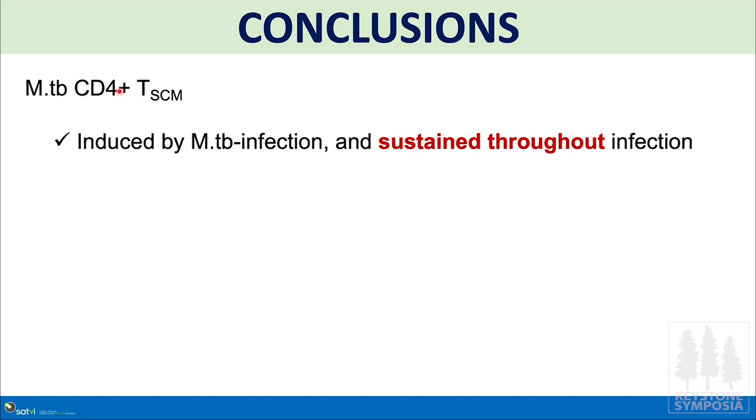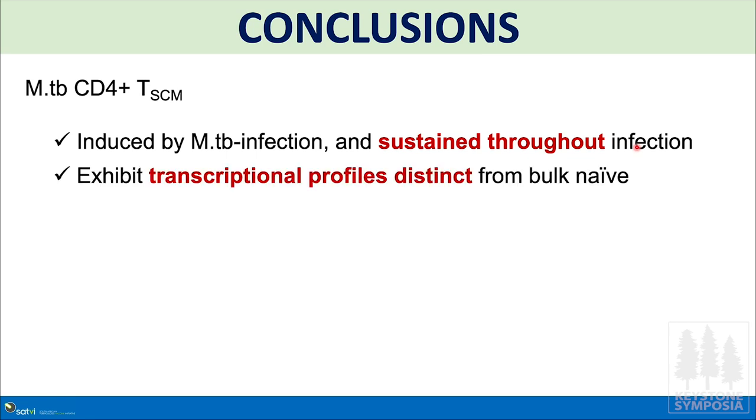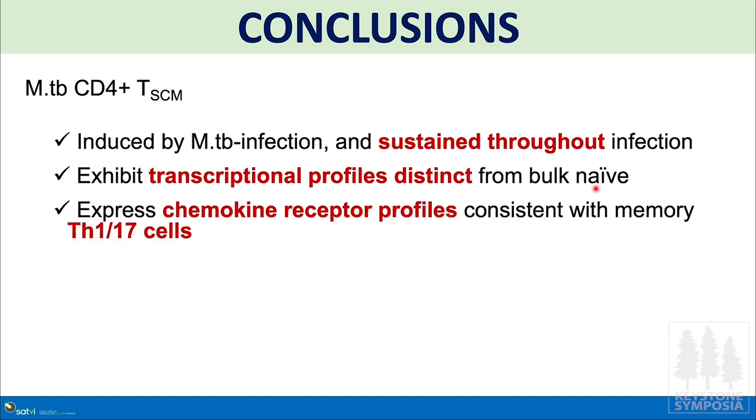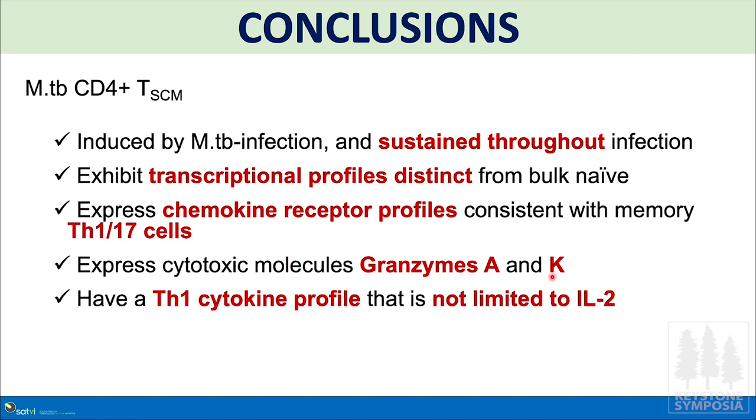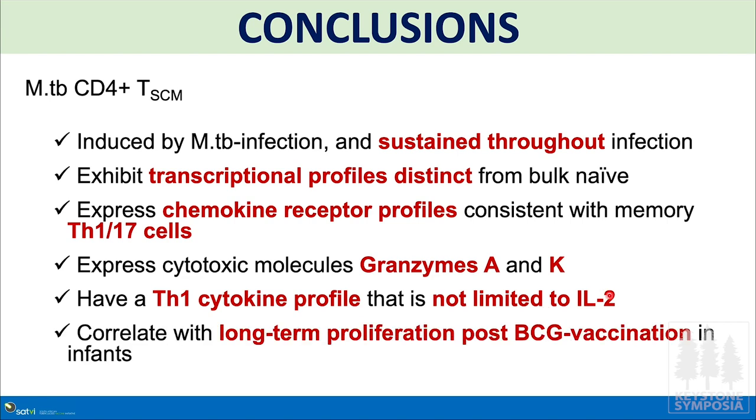So finally, in conclusion, the data I've shown here and what we published in the paper earlier this year shows that MTB-specific CD4-positive TSCMs are induced by MTB infection and sustained throughout infection. They exhibit transcriptional profiles that are very distinct from bulk naive, showing that they're actually not naive T cells. They express chemokine receptors associated with the memory Th1, Th17 phenotype. So this is co-expression of CCR6 and CXCR3. They express cytotoxic molecules, granzyme A and granzyme K, and have a Th1 cytokine profile that is not limited to IL-2. And finally, we showed that even though it's an indirect measurement, MTB-specific TSCMs correlate with long-term proliferation post-BCG vaccination in infants.